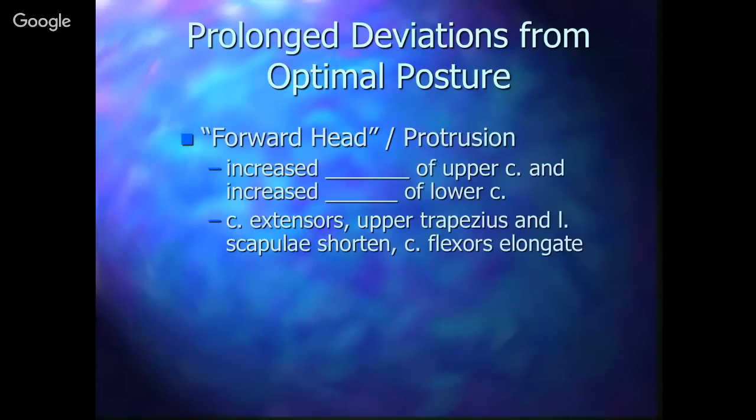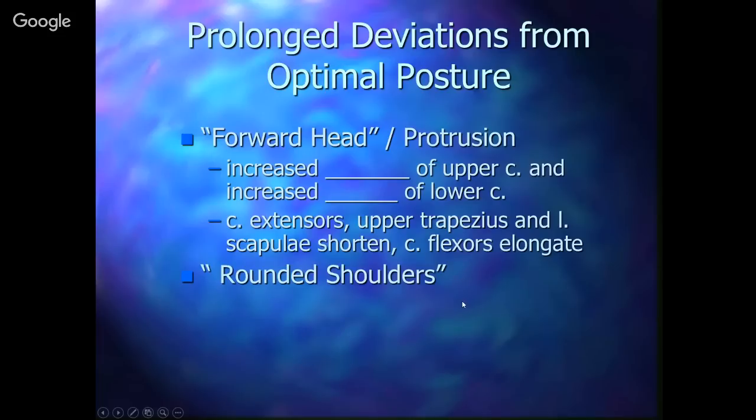Well, what does that do? That puts us in a position where our cervical extensors, our upper traps, our levator scapulae, these will ultimately be in a position to adaptively shorten. So we get shortening of our cervical extensors, examples being splenius capitis, semispinalis. These are going to shorten along with upper trap and levator scapulae, while our cervical flexors will elongate. So our deep neck flexors, longus colli, for example, will elongate.